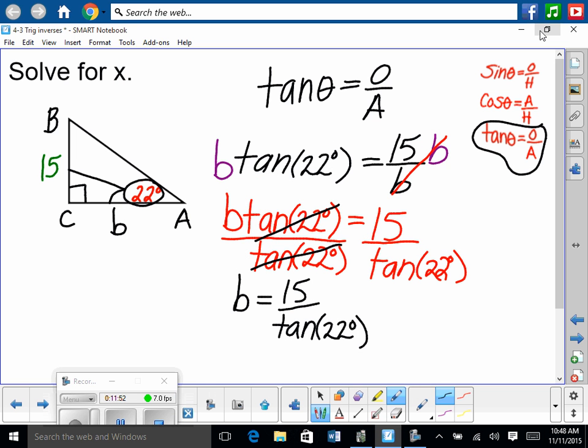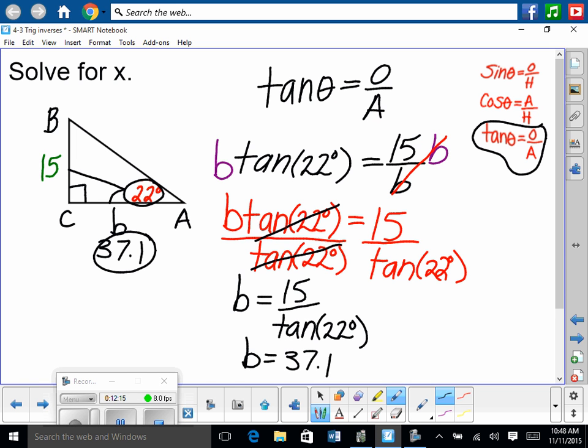Are you following me? So B is equal to 37.1. So does everybody see how I found that side? Okay. Any questions on that? So the side is 37.1. Right. Wasn't that what we were finding? Yep. So that length, side B, is 37.1.